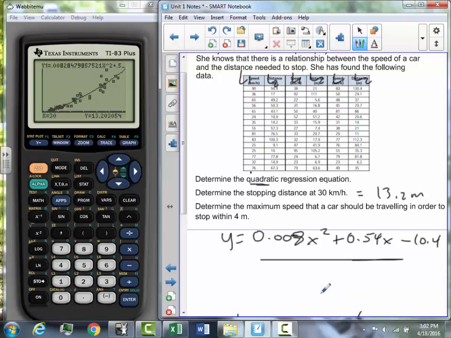So, okay, last question here. We want to figure out the maximum speed a car can travel in order to stop within 4 meters. Well, this is not where I'm typing in 4 into my value, because that would be traveling 4 kilometers an hour.